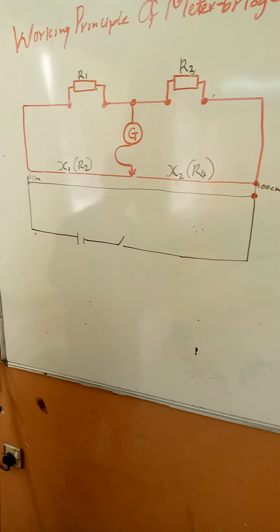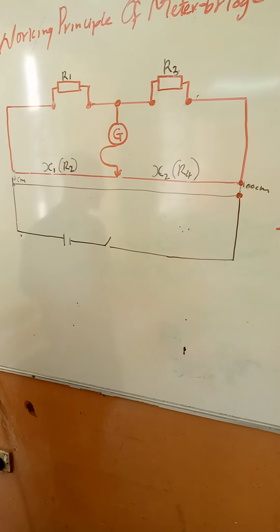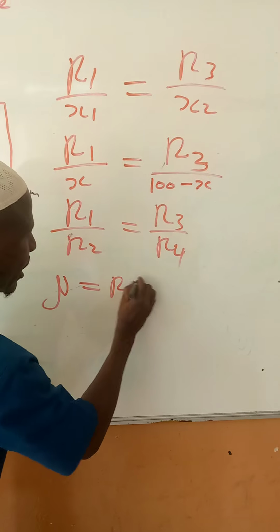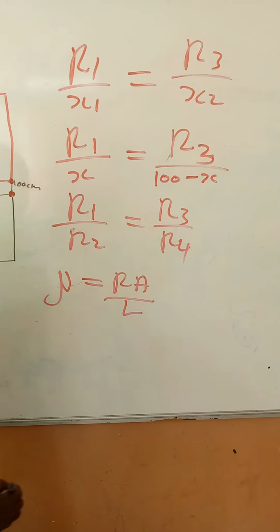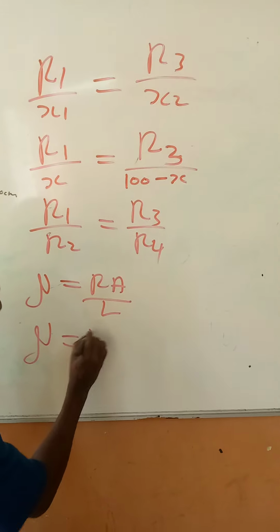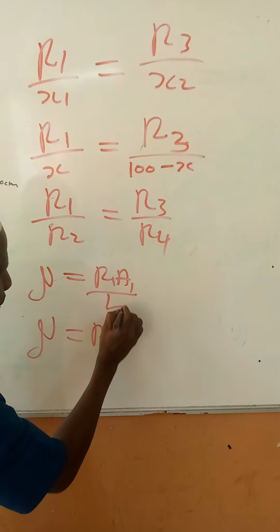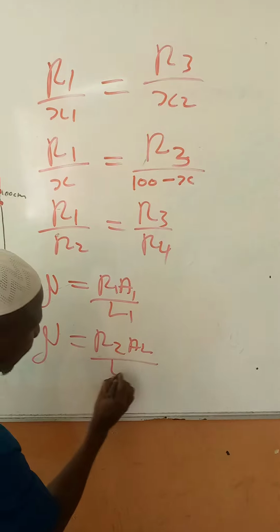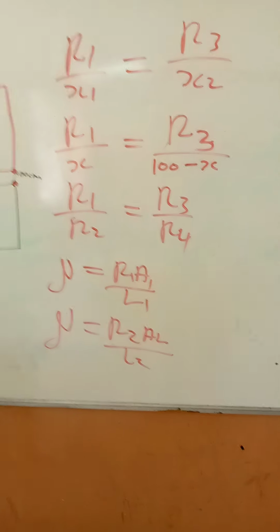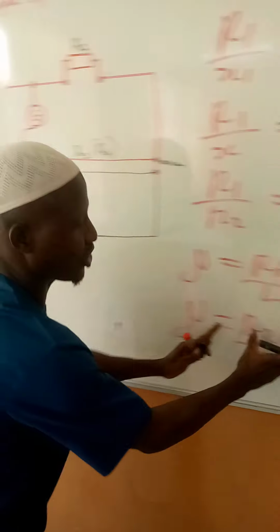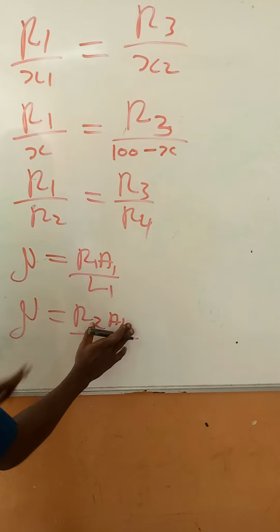Then let me tell you, since the resistance of the constant wire is related to its length, we can apply the formula of resistivity that says resistivity rho is equal to RA over L. For this side, that must be equal to the other one. This one is R1, A1 over L1, and the other is R2, A2 over L2. Now, this one for this side must be equal to this.